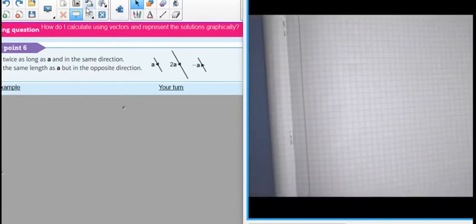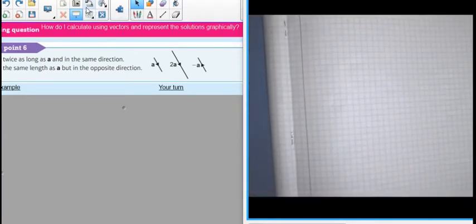Okay, there's another key point here. I want you to pause the video and read the key point by yourself. 2A is twice as long as A and in the same direction. Negative A is the same length as A but in the opposite direction. This should help us with our next example.